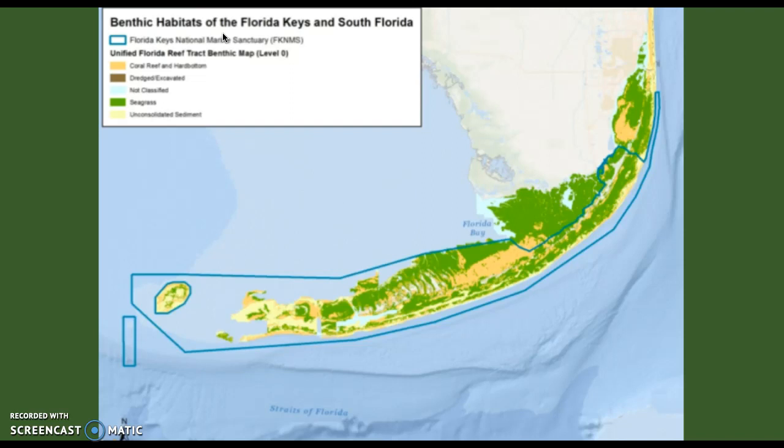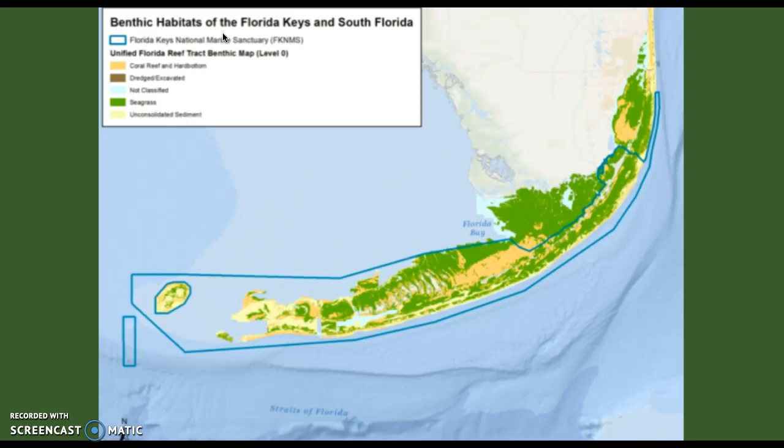Seagrass meadows are a really important part of the habitat of many different organisms. Seagrass meadows are declining globally and that decline is mostly caused by various pollutants and climate change. In the Florida Keys National Marine Sanctuary, there's a large fragment of seagrass meadows.